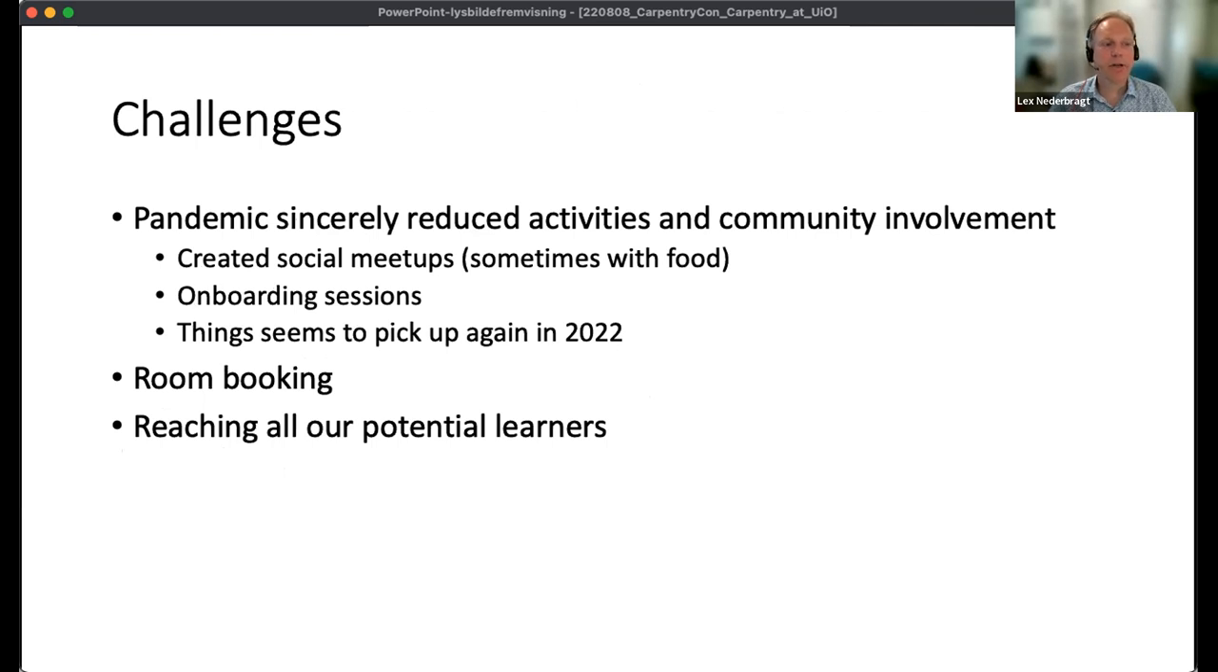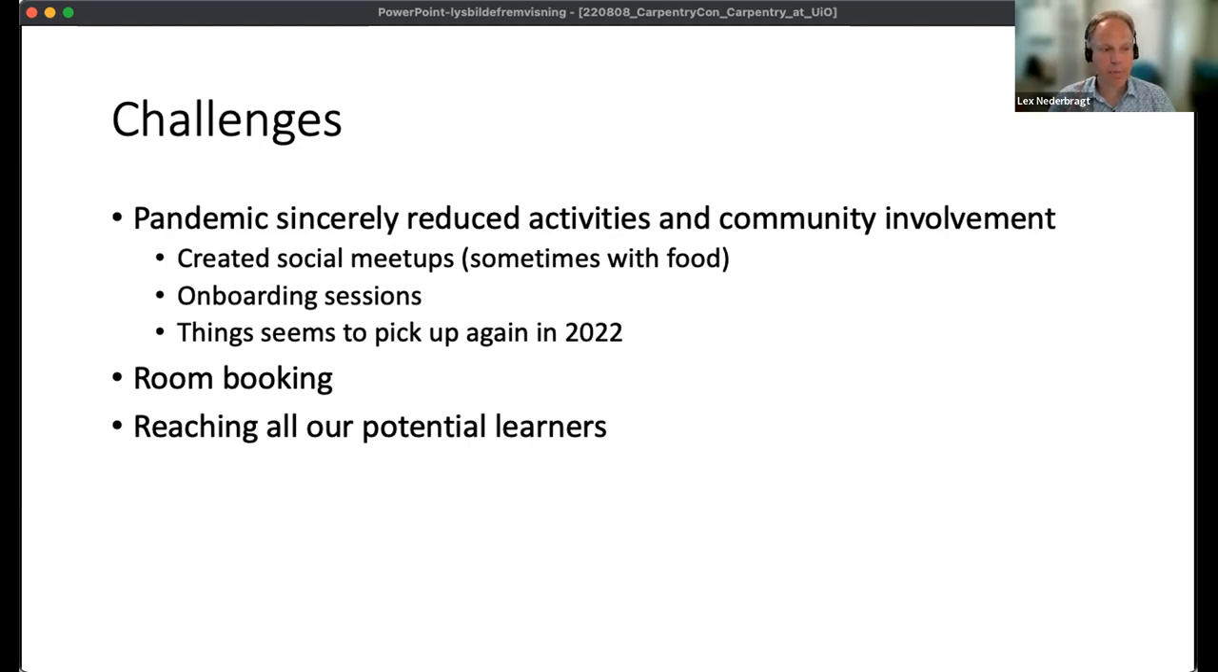Challenges, so the pandemic severely reduced activities and we really lost instructors and the momentum we had going was basically gone because we did do some online training, but it wasn't really successful. People were not very motivated to do the training online. People were still motivated to attend, but there were not many instructors. But we did do some, once it was possible again, some social meetups, sometimes with food. We did onboarding sessions for people that wanted to teach for the first time. And things are looking much, much better now than they used to be about a year and a half ago.